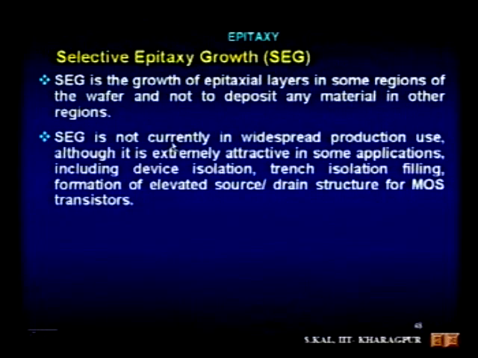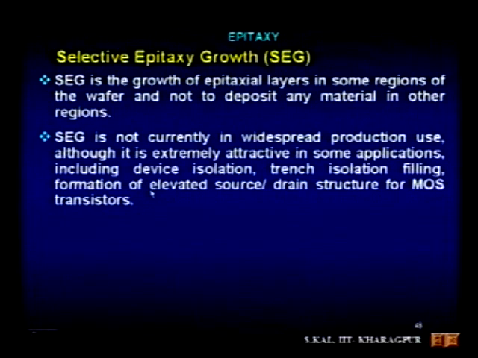Okay. Now, selective epitaxy growth, although it is not currently in widespread production use, because it is not yet perfected, there are a lot of problems. That's why currently not in production. Although it is extremely attractive in some applications, including device isolation, trench isolation filling, formation of elevated source drain structure for MOS transistors.